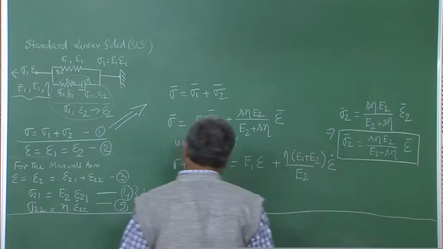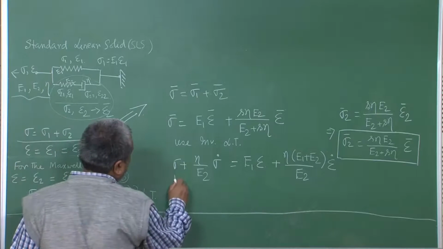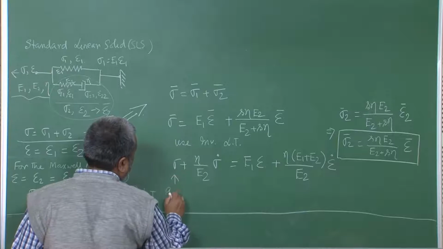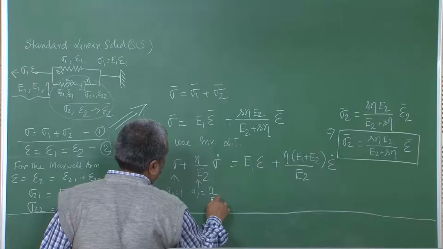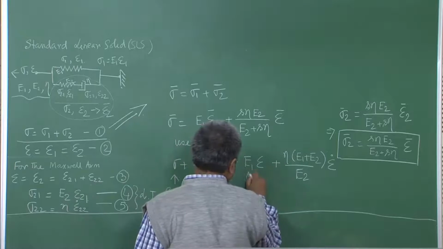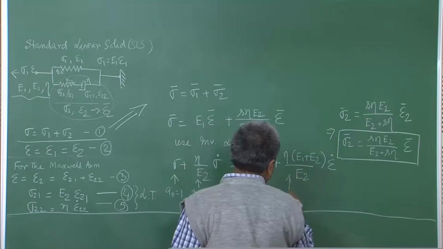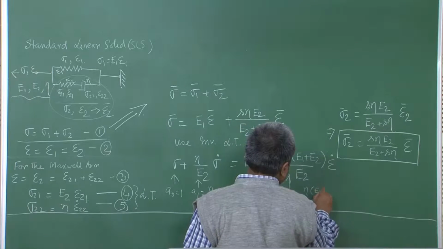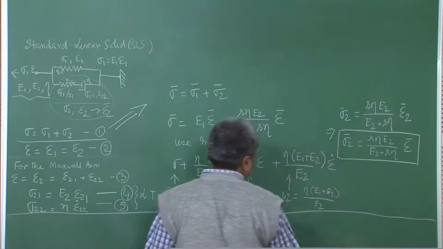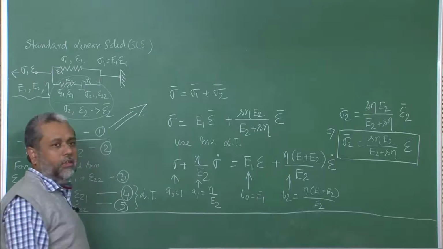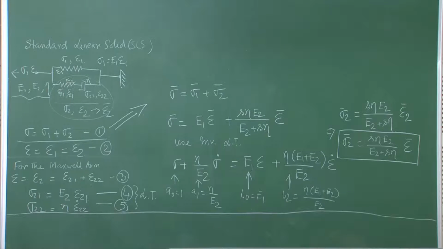epsilon dot. So, remember our generic Hooke's law was something like A0. A0 is actually unity here, and A1 is actually eta over E2, and B0 is E1 and B1 is eta times E1 plus E2 over E2. So, we can very nicely fit the whole thing in terms of the generalized Hooke's law, just the same way.